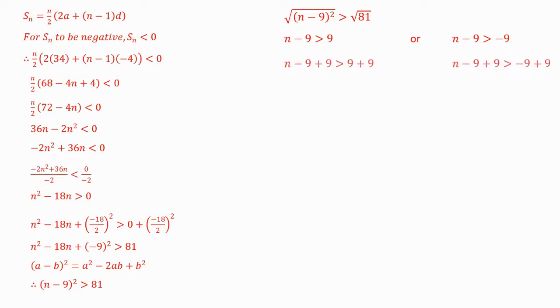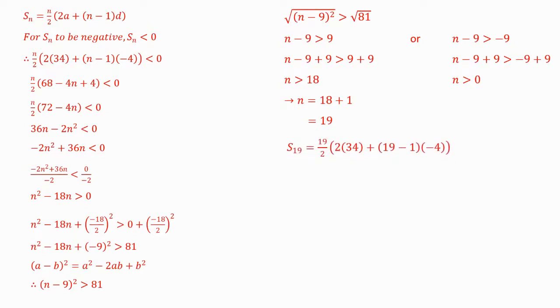We add 9 to both sides of the inequality. We have n is greater than 18, or n is less than 0. So in short, it means n is greater than 18. And since we've been asked for the least number of terms, we add 1 to 18. Therefore, our n is equal to 19. Then we've been asked to find the sum of the terms that give us a negative summation. So the sum of 19 terms will be 19 over 2 into 2 into 34 plus 19 minus 1 into negative 4. And this gives us negative 38.